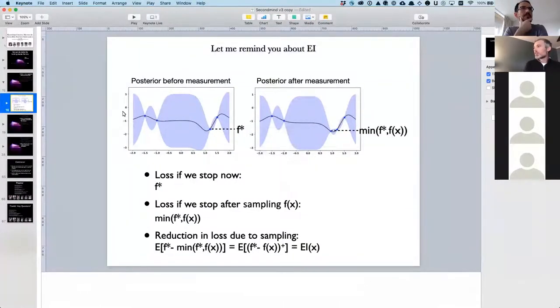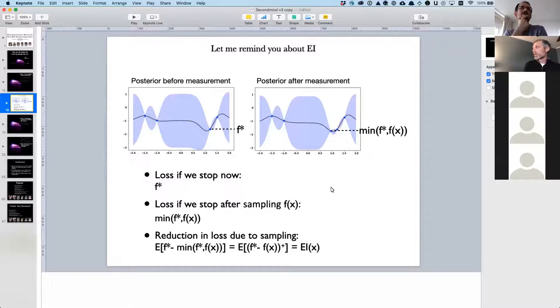Okay, so what you see over here in this part of the image is the posterior before I might make a measurement. I'm minimizing, and the motivation for expected improvement starts by asking, what is the value of the best point that I've observed? So I'm going to call that f star. So the loss, if I were to stop right now and not do any more evaluations, is f star.